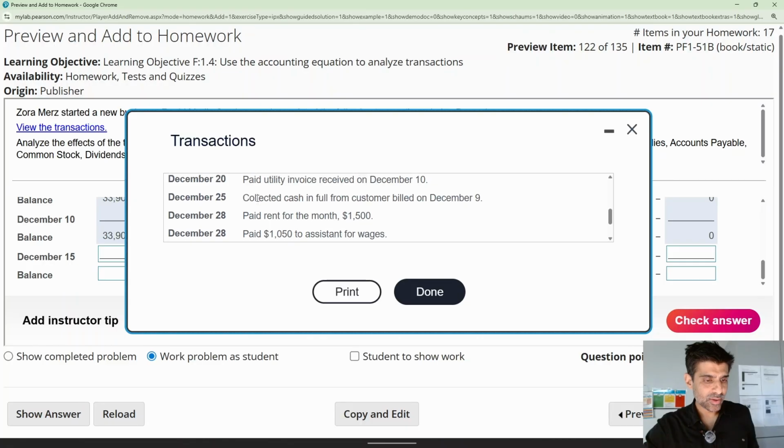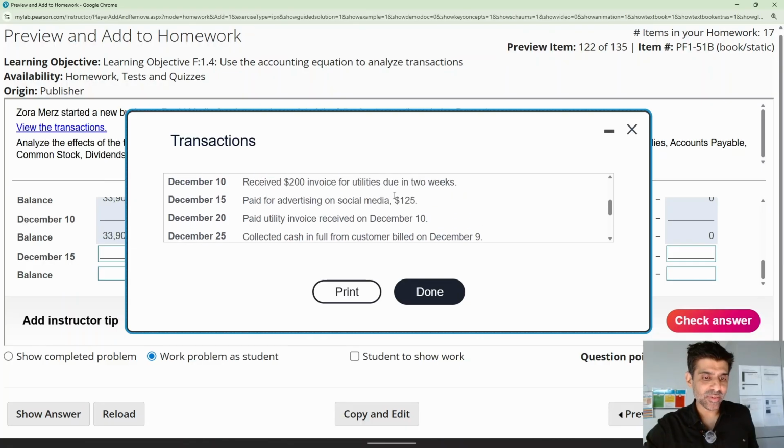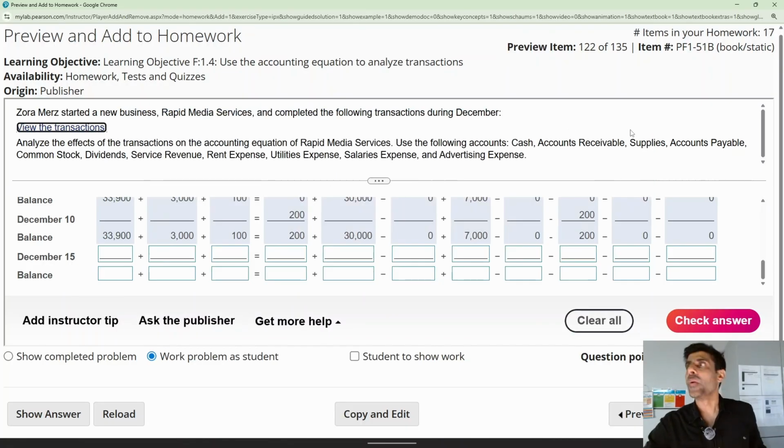Okay, the next one on the 15th, paid for advertising on social media, 125. When it says paid for, that is going to imply cash. It won't say it explicitly all the time, but you can assume that unless it says paid for on account or promise to pay or something, if it says paid for, that means you paid for it with cash right away. So your cash balance is going to go down $125. In this case, I have to put a negative.